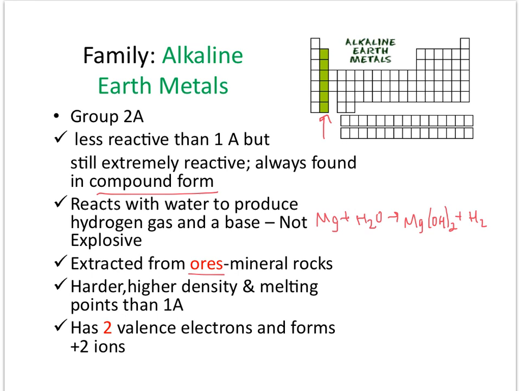They are harder, they are higher in density, and they have higher melting points as well. They will have 2 valence electrons in their shell, and when they lose those 2 valence electrons, they can form a positive 2 ion.